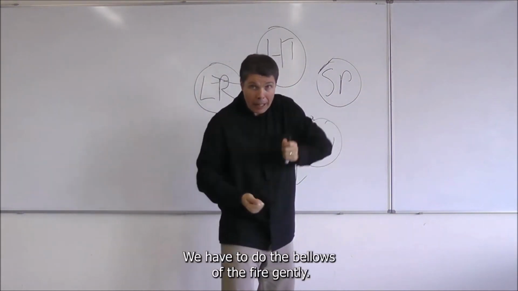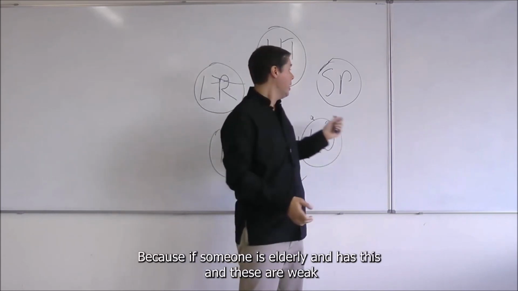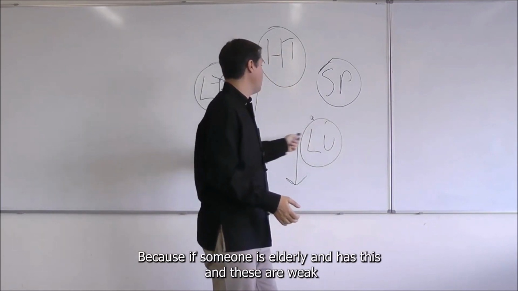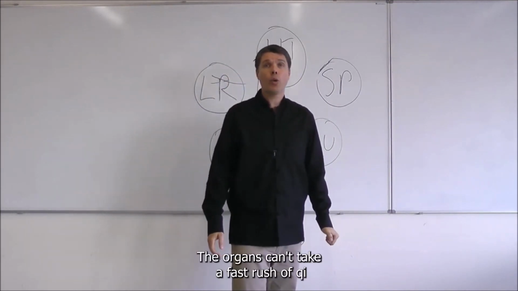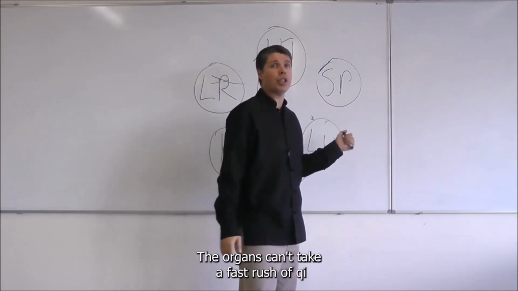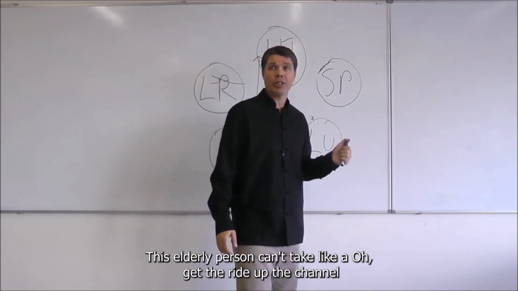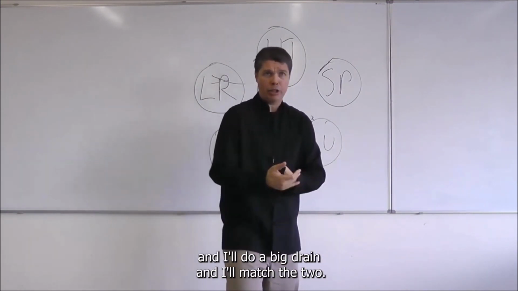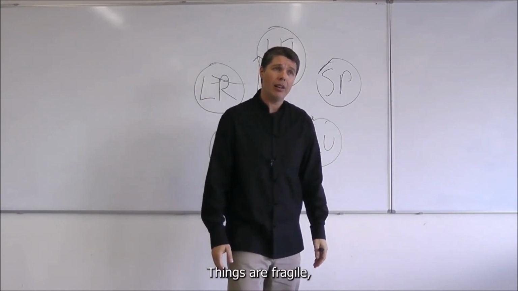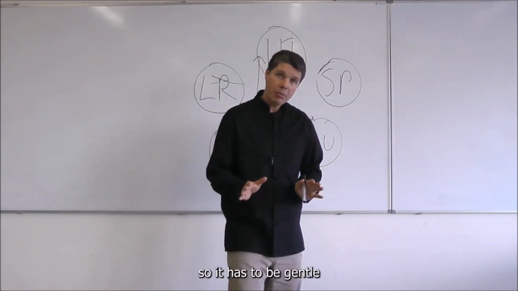We have to do the bellows of the fire gently, because if someone is elderly and has this and these are weak, and we go in with strong bellows, we'd snap it. The organs can't take a fast rush of chi. This elderly person can't take, get it right up the channel, then I'll do a big drain and I'll match the two. Things are fragile. And so it has to be gentle.